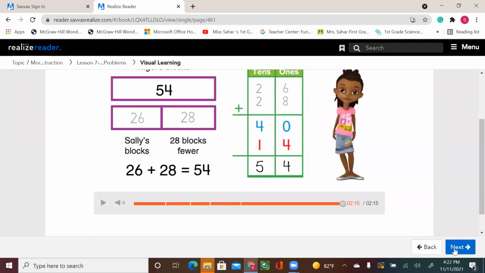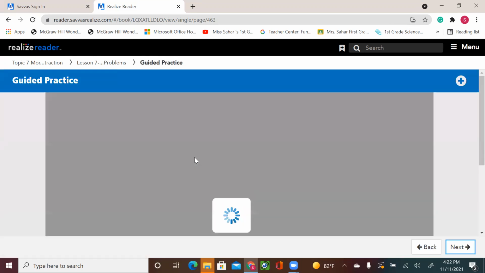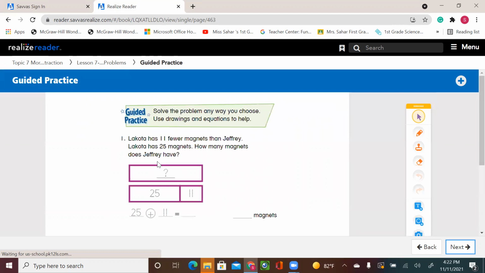All right, let's see our guided practice, page 286. Solve the problem any way you choose. Use drawings or equations if you like. Whatever you think is easy or you like to use, you can do it. All right. Lakota has 11 fewer magnets than Jeffrey. Lakota has 25 magnets. How many magnets does Jeffrey have?